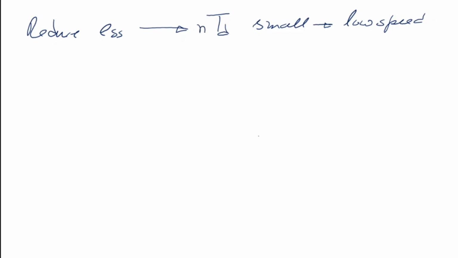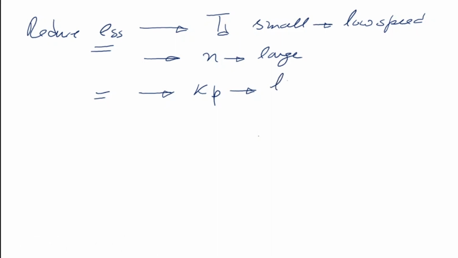Next, there is a gear ratio, if you remember from the last class. If you have a very high gear ratio, again your dynamic torque becomes less. So to reduce ESS you have to make TD small, and what you can do is make the gear ratio large. This is my gear ratio. And next, it also depends on KP, so make KP also large.